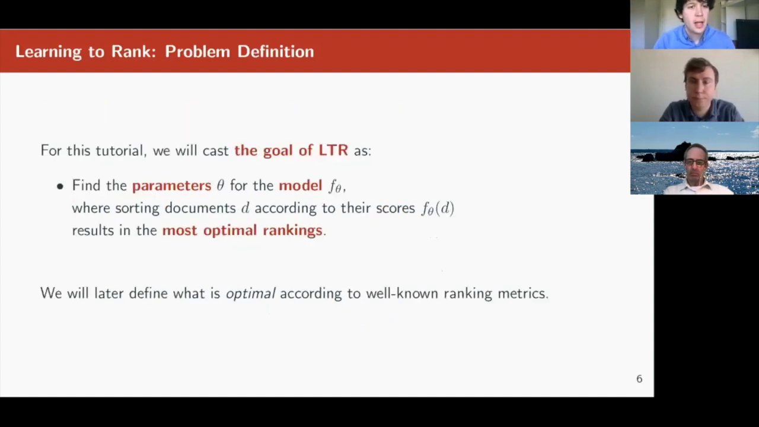So we're going to cast the problem here. The goal for our learning to rank is to find the parameters, which we call theta, for this model. We want to find the parameters so that if we sort according to the scores, as you saw on the previous slide, we get the most optimal rankings, right? So the parameters so that the model orders the documents in the way that we want it. There's of course the question, what is optimal exactly? We'll get to that later. For now, this is as specific as we'll be.